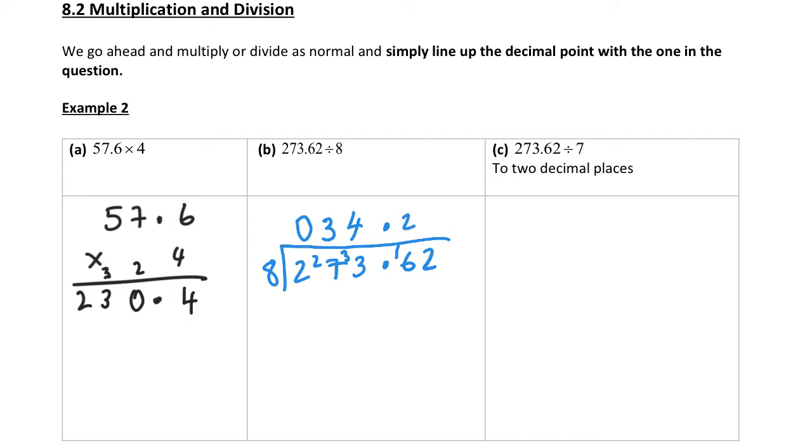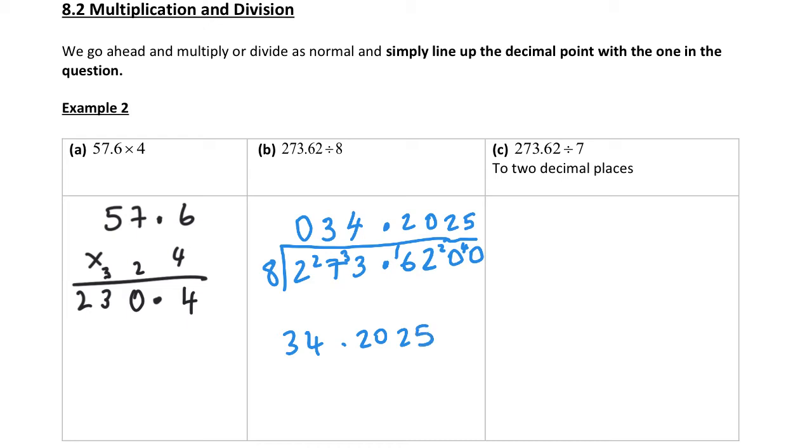8 goes into 2, well it doesn't actually go into 2, so we need to extend our bus shelter, and let's add in a couple of extra zeros, so we're going to carry a 2. 8 goes into 20 twice, with a remainder of 4. And then 8 goes into 40 5 times with no remainder, so then we can stop there. And our answer is 34.2025.